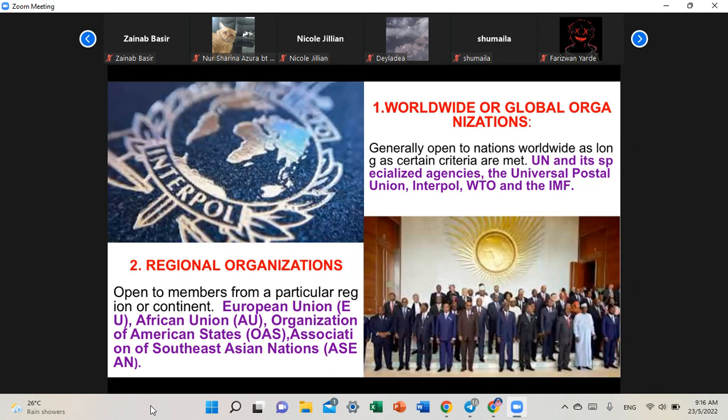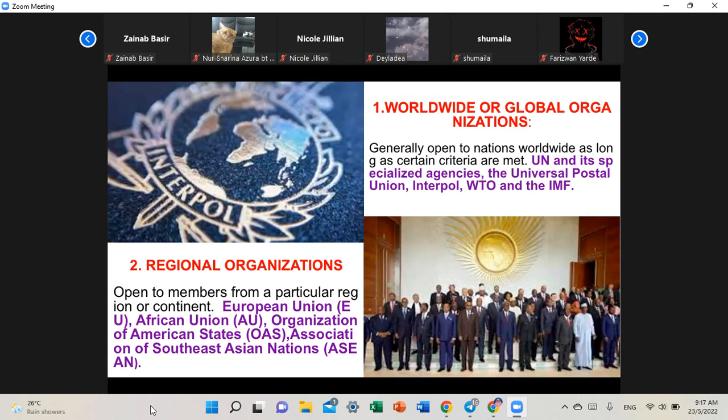And then we have some examples here. And we have the worldwide or global organization. Generally open to members worldwide as long as certain criteria are met. UN and its specialized agencies like the Universal Postal Union, Interpol, WTO, and the IMF.